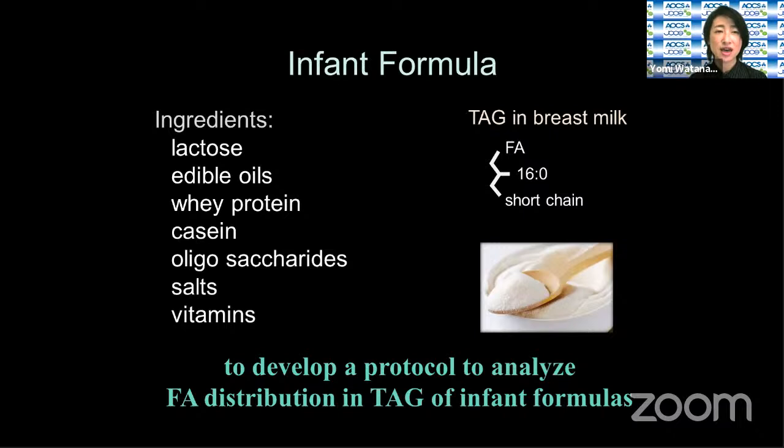Human breast milk has a very well-defined fatty acid distribution. In human milk TAGs, short-chain fatty acid locates at the SN3 position, and palmitic acid locates at the SN2 position to avoid formation of calcium salt in the gut. Having the proper fatty acid in the SN2 position of infant formula is absolutely essential for proper infant nutrition.